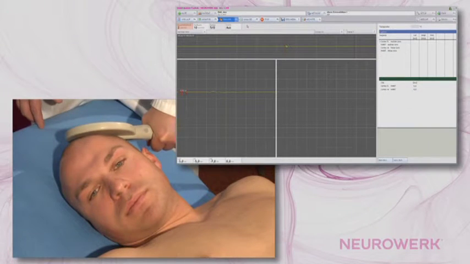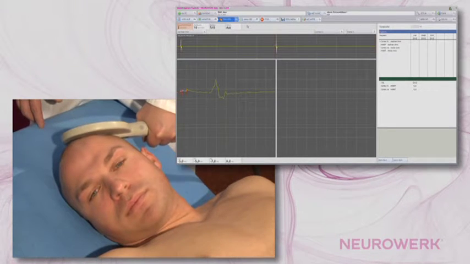The motor threshold is then determined. The intensity is slowly increased here until a visible muscle twitch or a reproducible potential occurs. The 1.5 times threshold intensity is adjusted for the MEP examination.